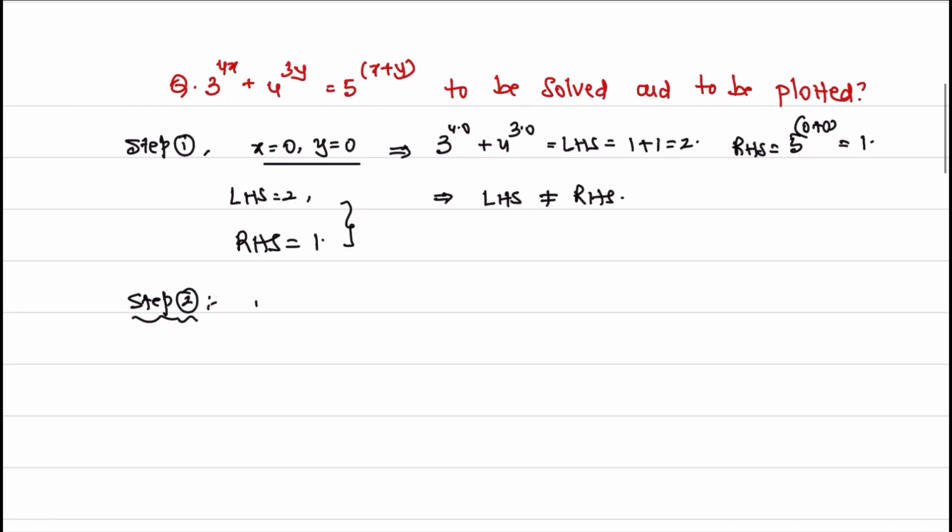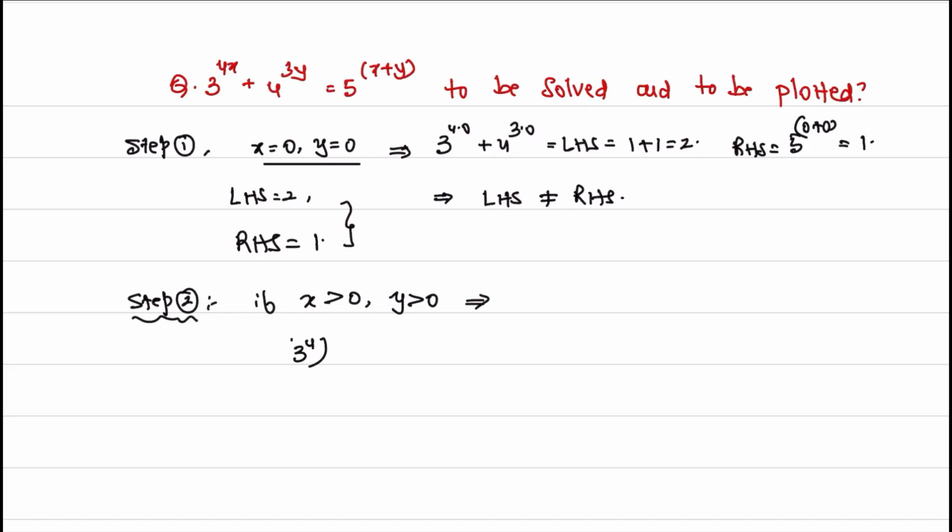If x is greater than 0 and y is greater than 0, what happens? Please listen to it carefully. This is the approach we are using for plotting and solving it. We are not directly able to solve it because it's a complex, complicated equation. If x is greater than 0, what happens?